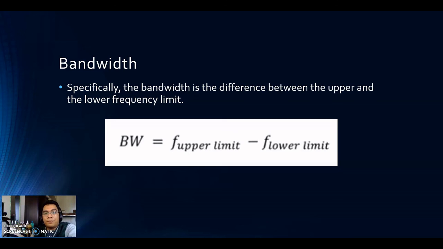In bandwidth, the relationship of the bandwidth is basically the difference between the upper and the lower frequency limit, as you can see in this equation below, where bandwidth is denoted as BW.